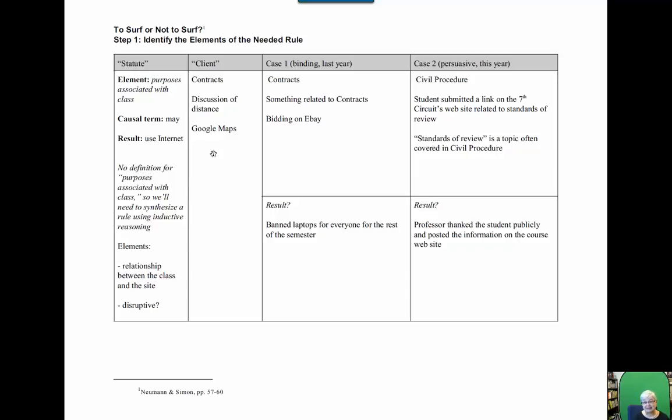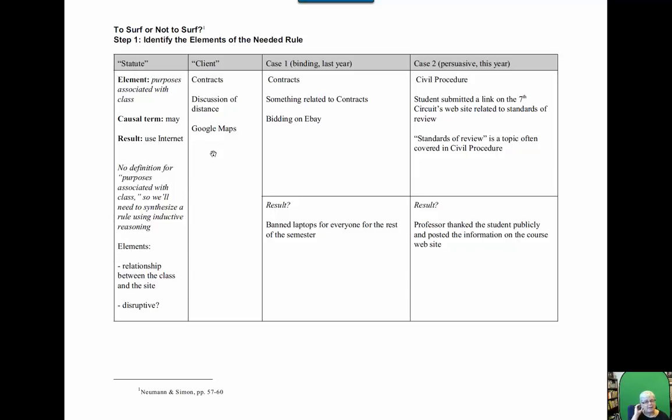The next case was this year in civil procedure. So now you've got a different professor, meaning a different decision maker. So this case is persuasive, not binding. So what happened there is the student submitted a link on the 7th Circuit's website related to standards of review. Now, standards of review is a topic often covered, but not always, in civil procedure. It's often covered more in an appellate procedure course than a civil procedure course, which usually covers trial procedure. However, it's related to procedure in civil cases, and so it's not completely outside of the realm of reasonable content. What happened here is that the professor thanked the student publicly and posted the information on the course website.